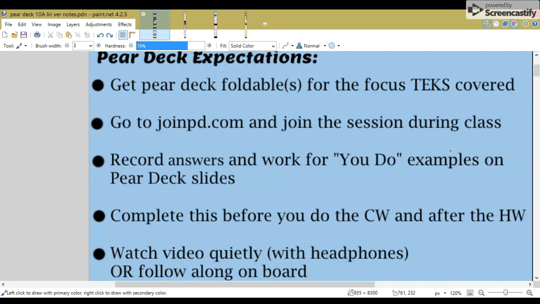Before we get started, let's go over the expectations for the Pear Deck. Get your Pear Deck foldable for the focus topic covered. Go to joinpd.com and join the session during class. Record answers and work for your do examples on Pear Deck slides. Complete this before you do the classwork and after the homework. Watch the video quietly with headphones or follow along on the board.